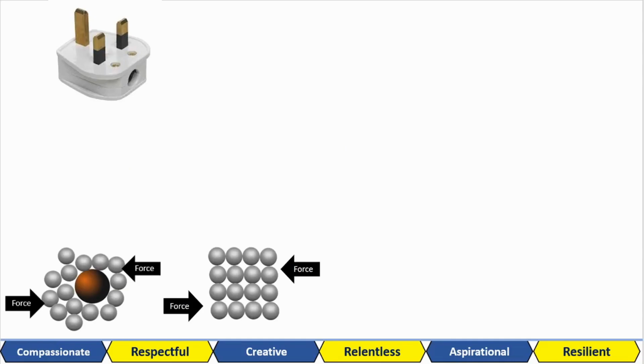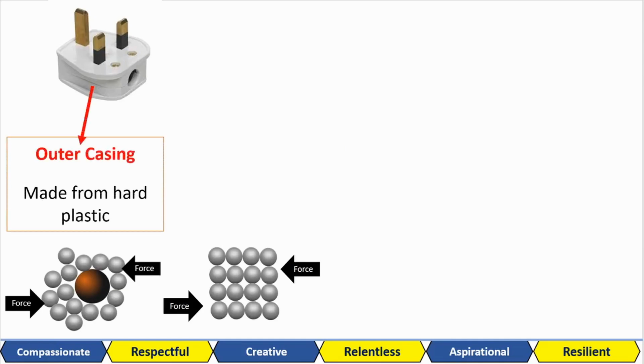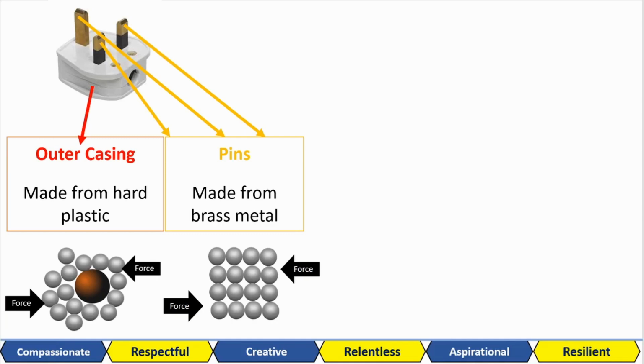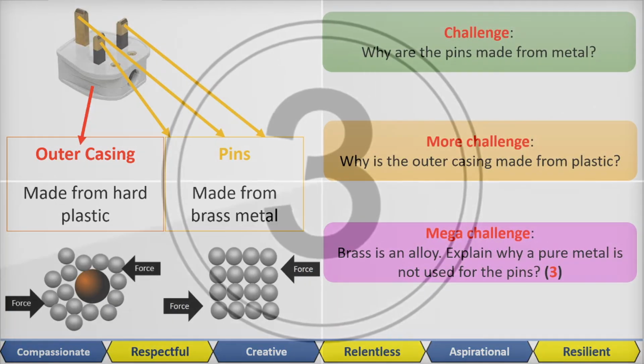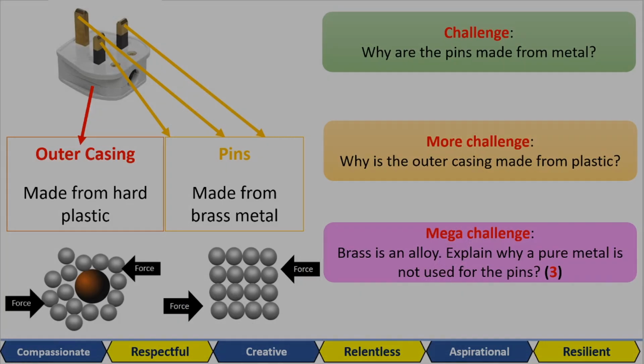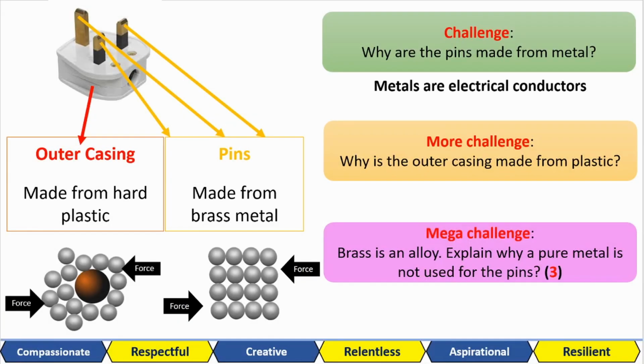The plugs in the UK have 3 pins. The outer casing is made from a hard plastic, and the pins themselves are made from brass. The bottom image is a reminder of the difference between metals and alloys, alright? Have a go at these challenge questions. Metals are good electrical conductors, which is why the pins are made out of metals. Plastics are good electrical insulators, which is why the outer casing and also the wires as well are made from plastic.